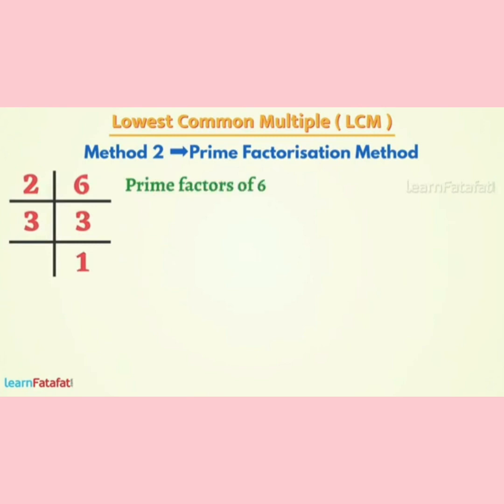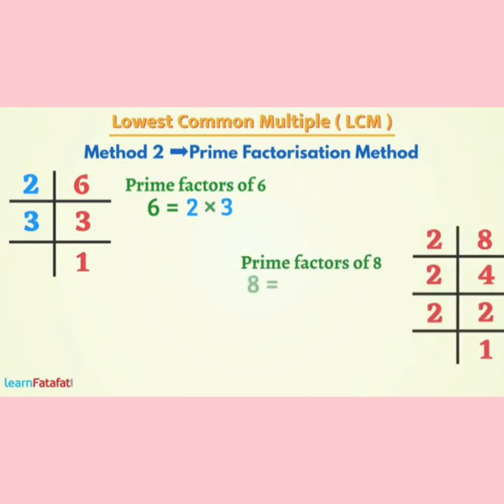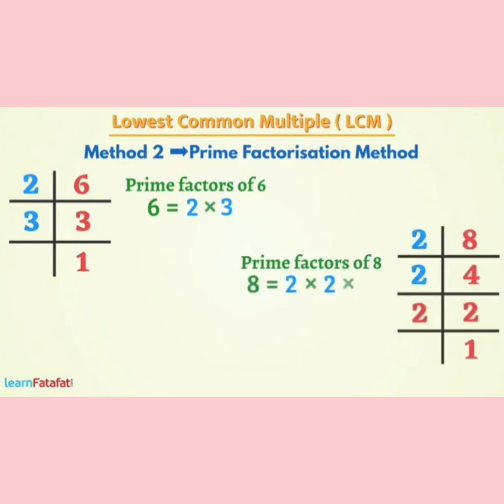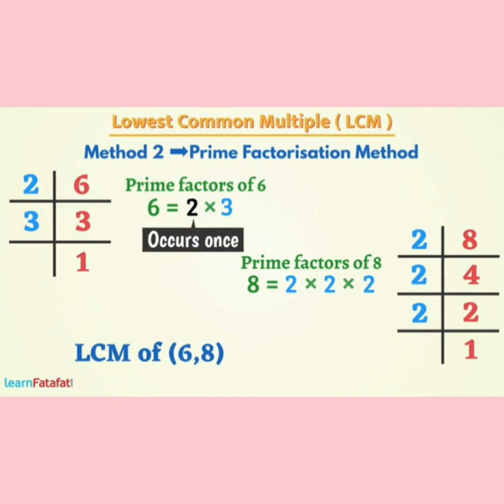Here prime factors of 6 are 2 and 3. Similarly, we can find prime factors of 8 as 2, 2 and 2. Let's find LCM of 6 and 8. Consider each prime factor and count their occurrences in factors of each number. In the factors of 6, the prime factor 2 occurs once, but in the factors of 8, it occurs 3 times. Write the product of maximum occurrences.